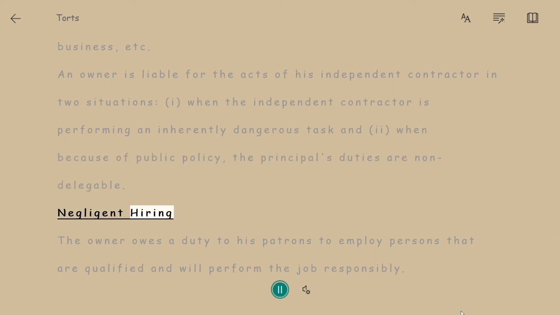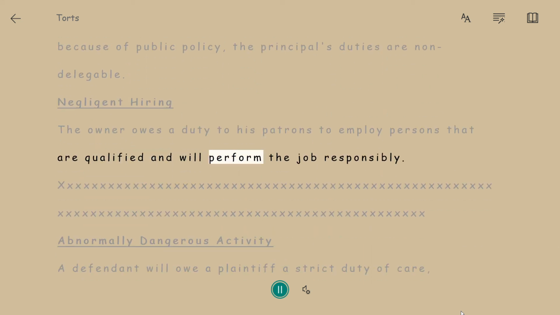Negligent hiring. The owner owes a duty to his patrons to employ persons that are qualified and will perform the job responsibly.